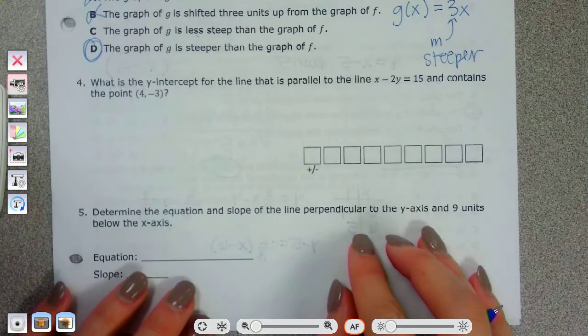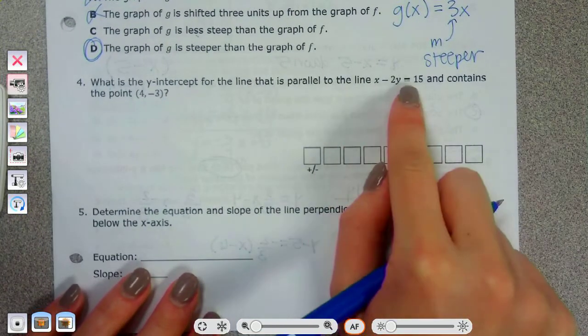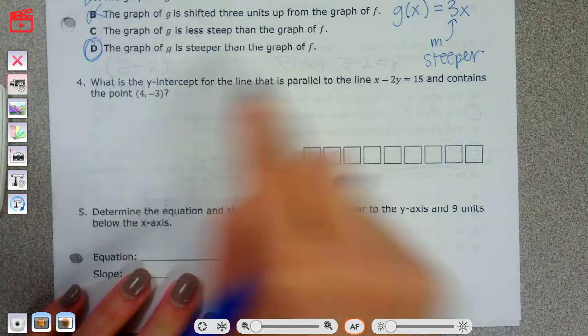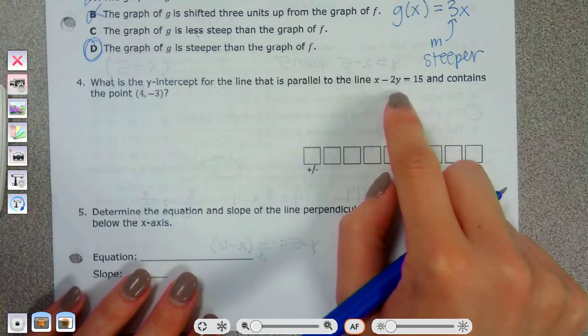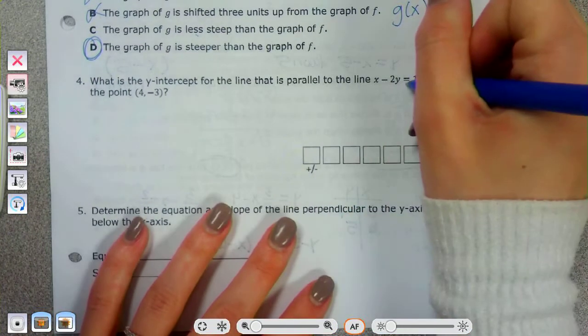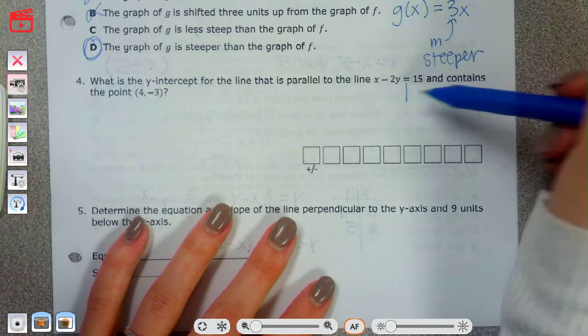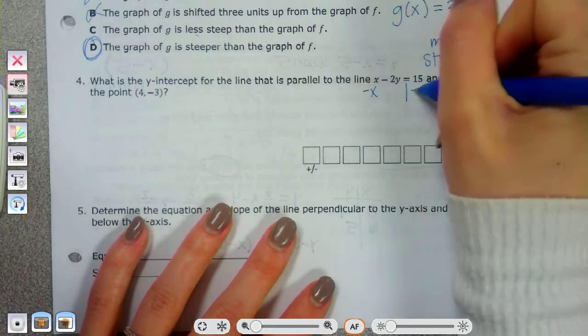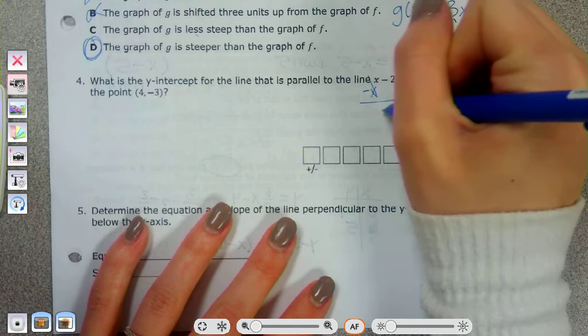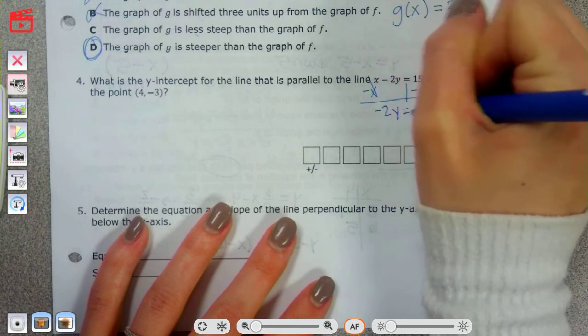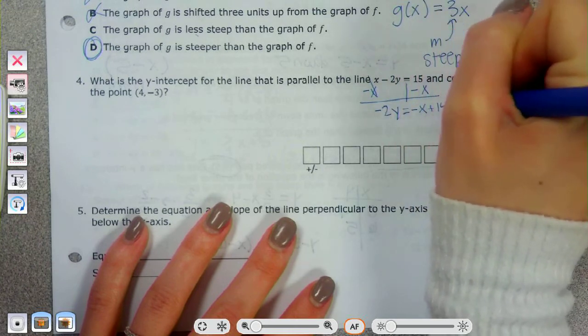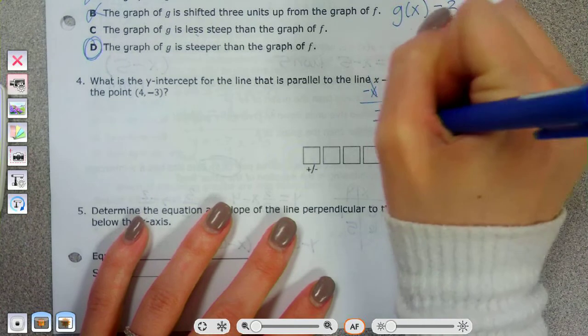All right, next one, number 4. What is the y-intercept of a line that is parallel to this and contains this point? So we do not know our slope from this, so we've got to find our slope. That means we have to convert it to slope-intercept form. So we're going to subtract x from both sides. So we get negative 2y equals negative x plus 15. Divide by negative 2.